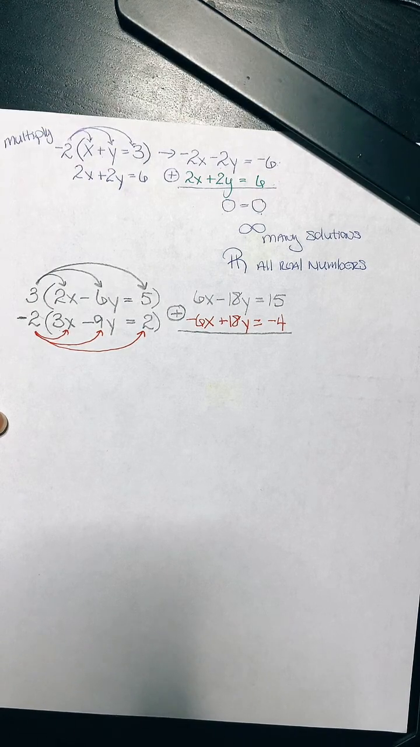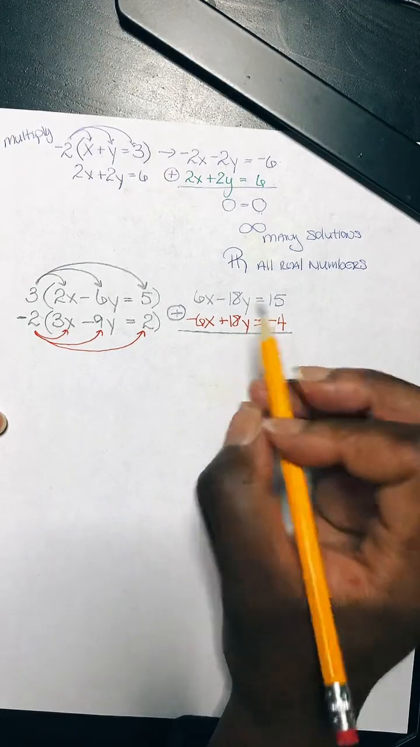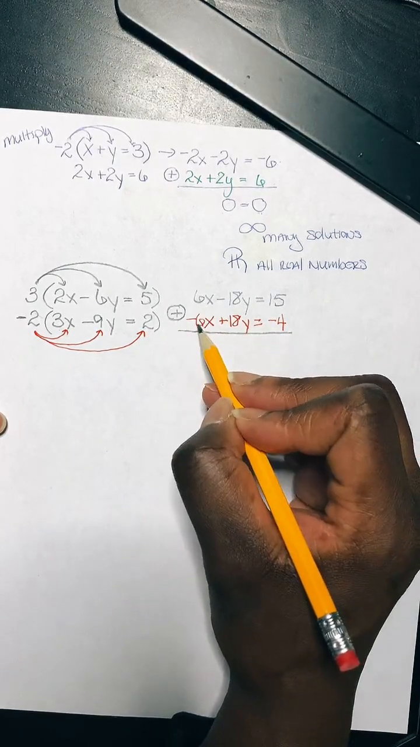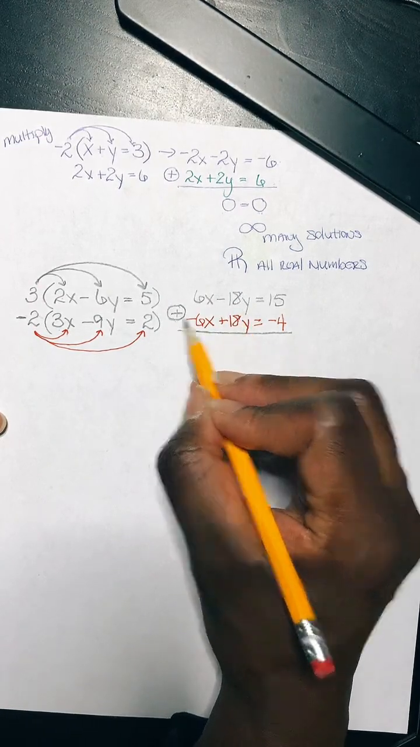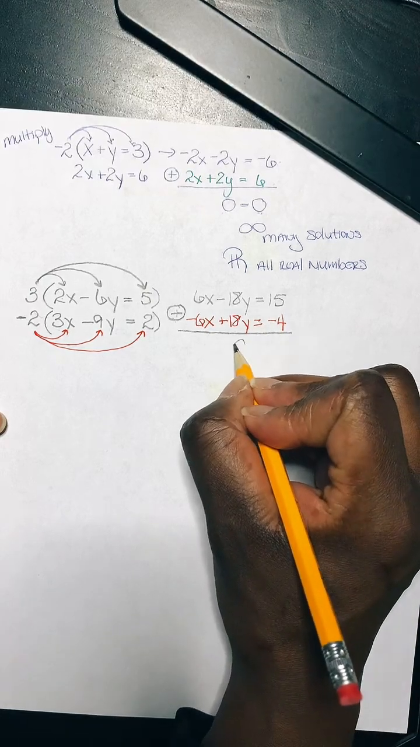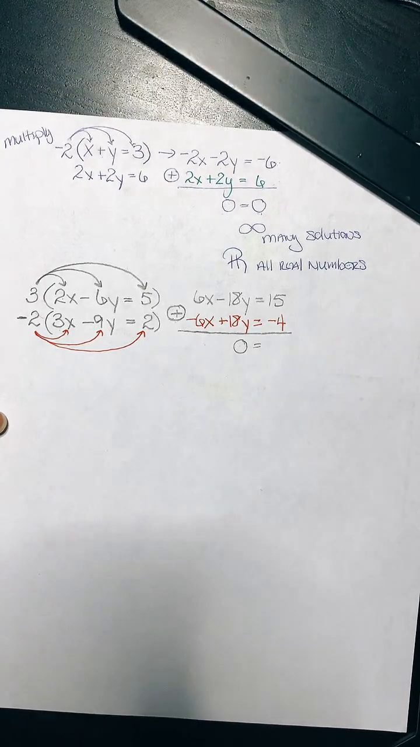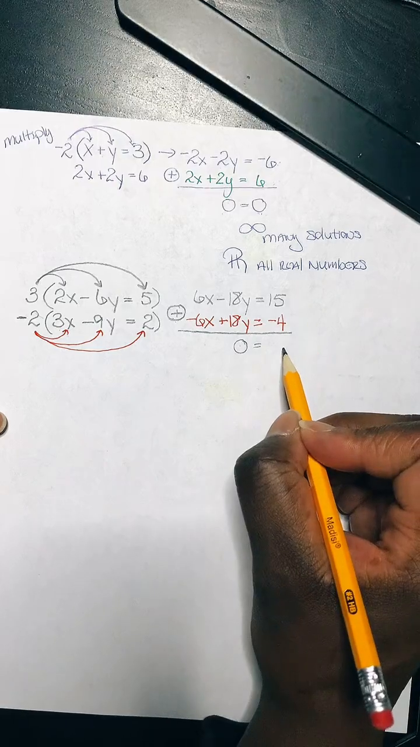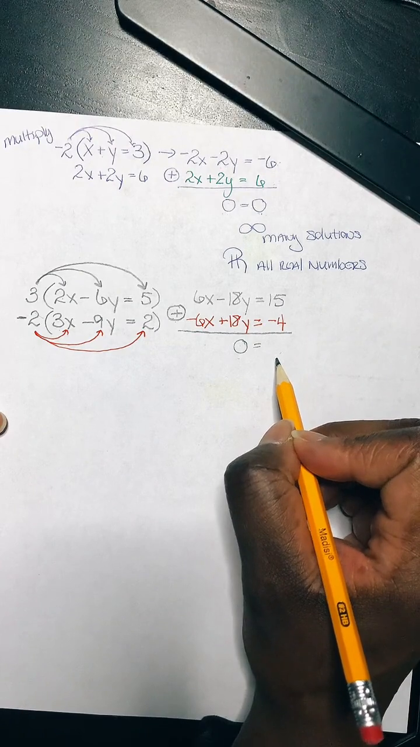So the x's and the y's are going to cancel out because 6 plus -6 gave me 0. And -18 plus +18 gave me 0. So on the left side of this equal sign, we got 0, right? But what's happening on the right side? What do we get?